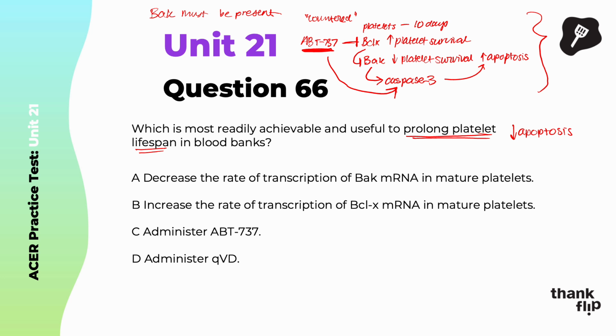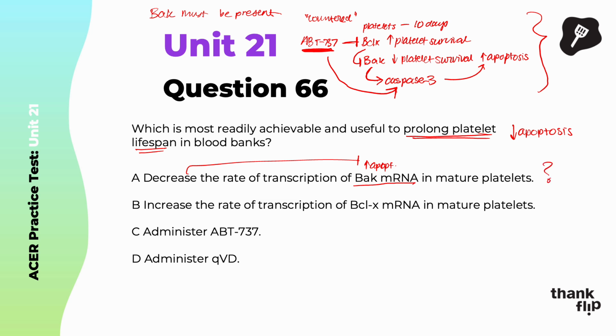A, decrease the rate of transcription of BAC mRNA in mature platelets. So what does BAC do? Remember, BAC acts via caspase 3 and increases apoptosis, right? So by decreasing the rate of BAC mRNA in mature platelets, could this potentially increase lifespan? Okay, it could.